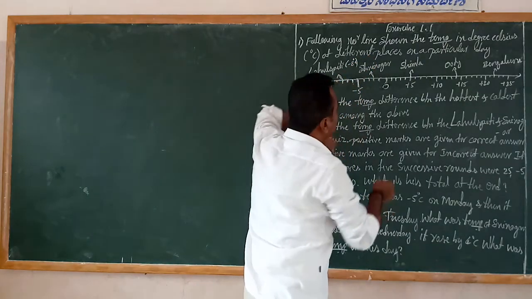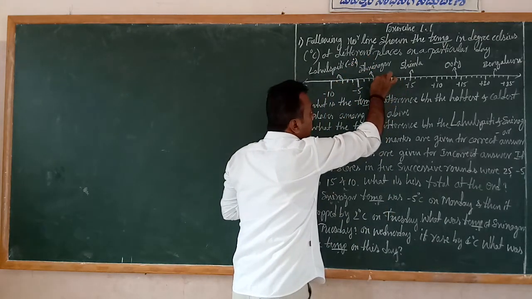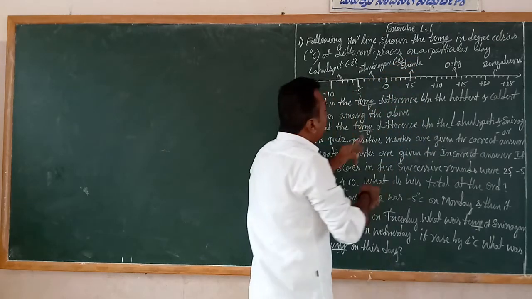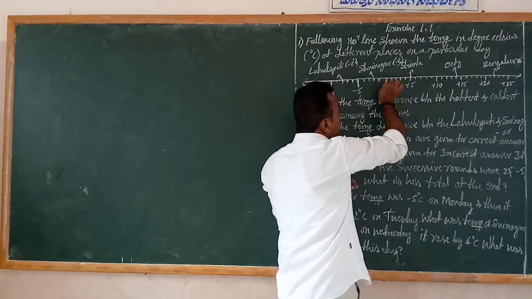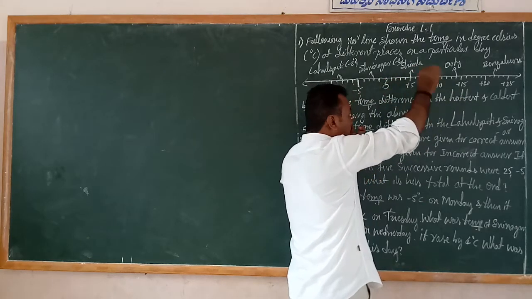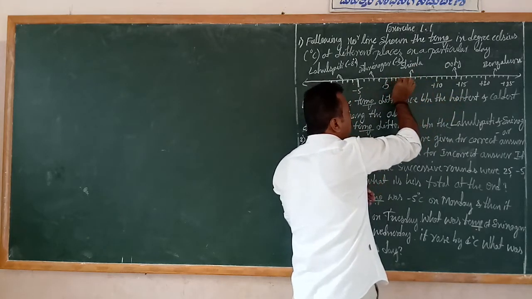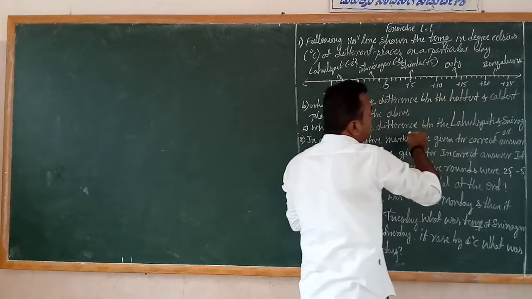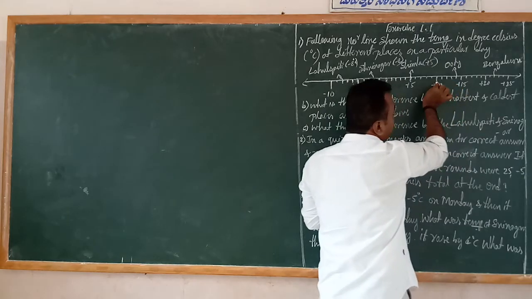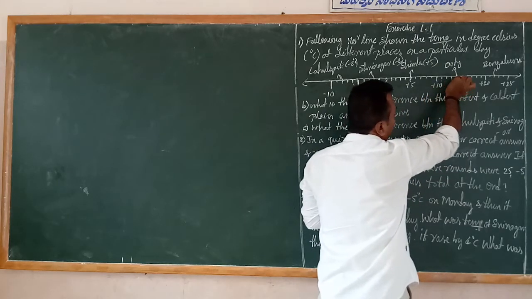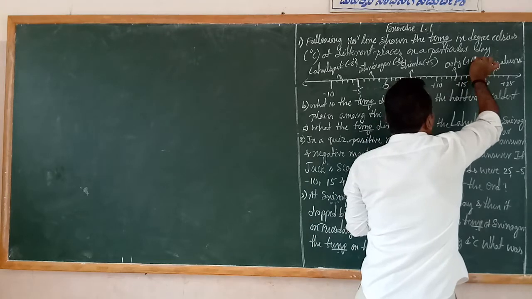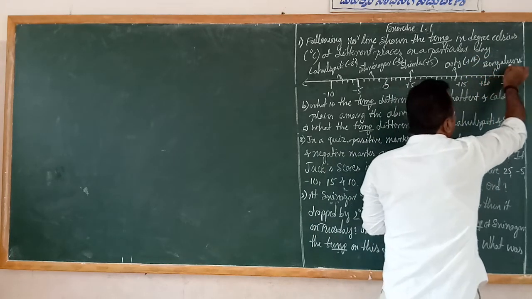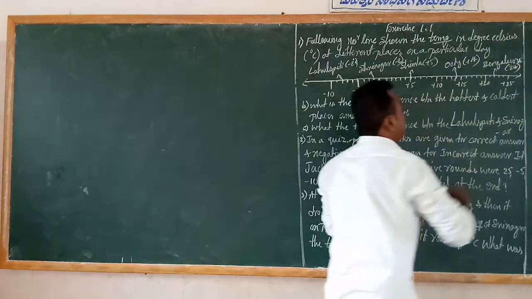Like that, Srinagar: it is 0, this is -1 and this is -2. So Srinagar is -2. And Shimla is on the positive side: +1, +2, +3, +4 and +5. So Shimla is at +5 degrees Celsius. Ooty: +10, 11, 12, 13 and 14. So Ooty is +14 degrees Celsius. And Bangalore: this is +20, 21 and 22. So Bangalore is at 22 degrees Celsius.